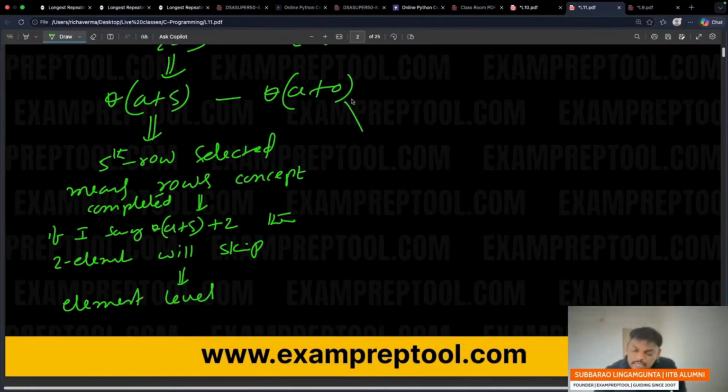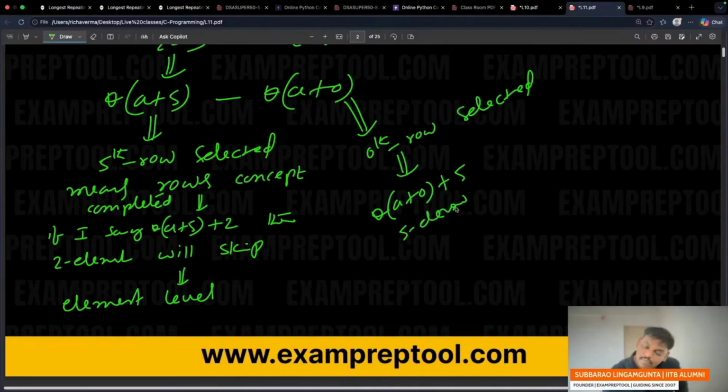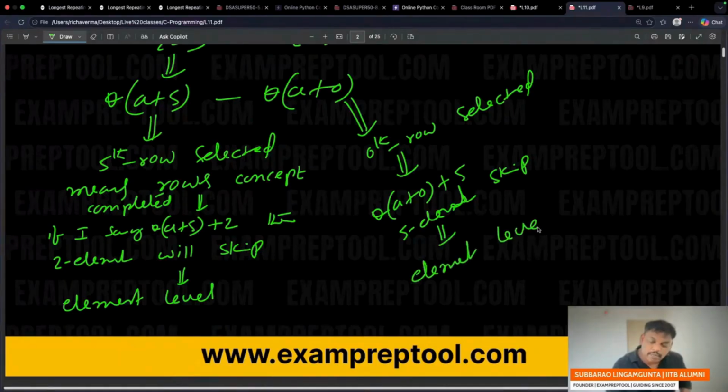Now if you observe here, same story. 0th row selected. That means, let me write now, A plus 0 star plus 5 means 5 elements will skip. If I say plus 5, 5 elements will skip. That means you are at the element level. Element level. Please be careful.